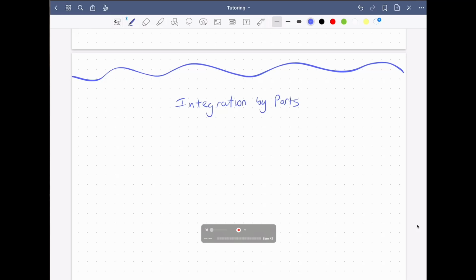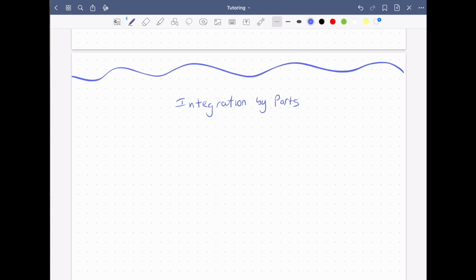Okay. So today we're going to learn about integration by parts. We've seen a lot of integration in Advanced and Extension 1. We've learned how to take the antiderivative, we've learned how to take the integral of different functions, and we've learned some applications like finding the area under the curve.